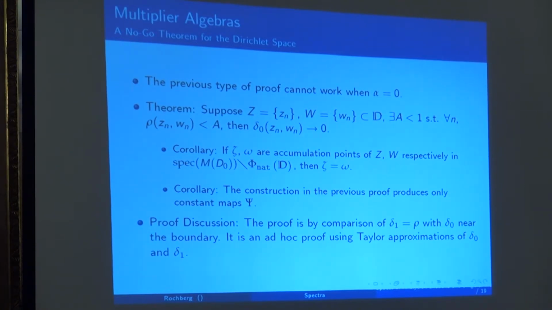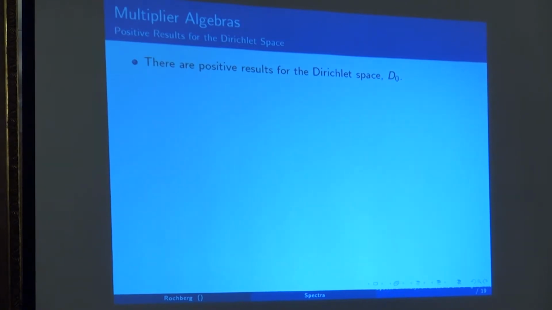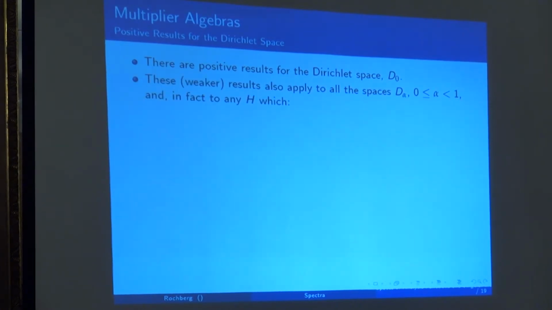So there's a theorem that we would have liked, but that's not true. There are some things that are true, though, for the Dirichlet space. And in fact, the proof I'm going to describe for the Dirichlet space also works for other spaces, but it gives you a weaker result than the one I stated.